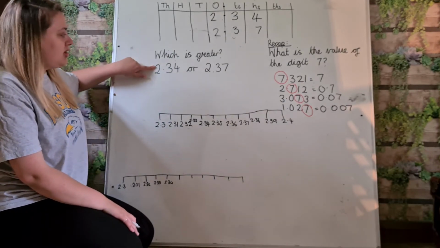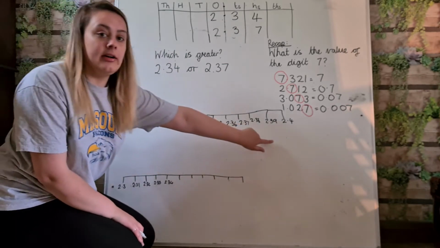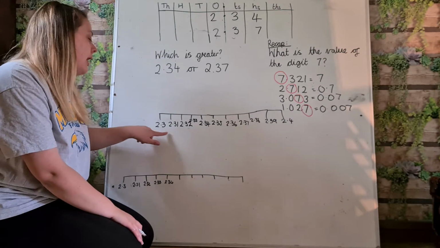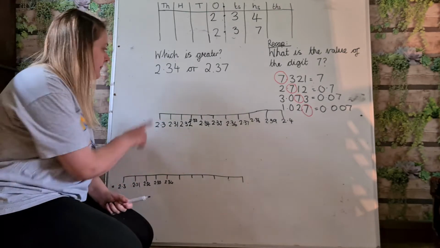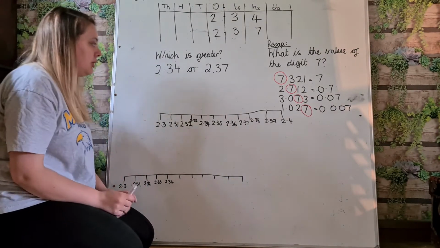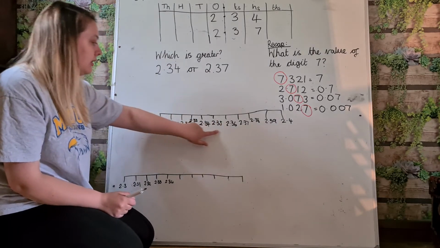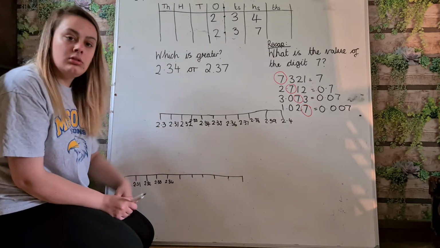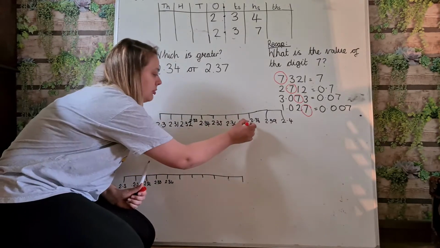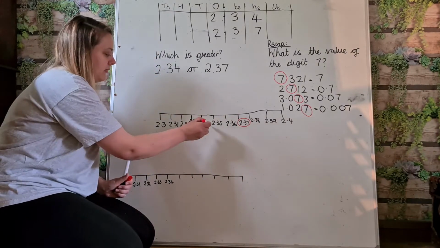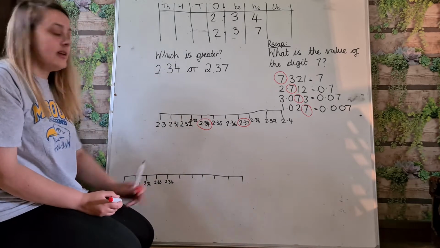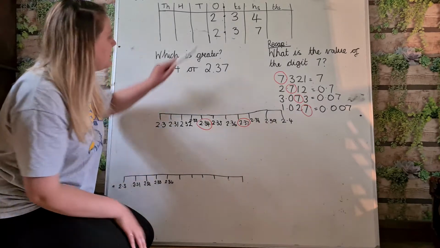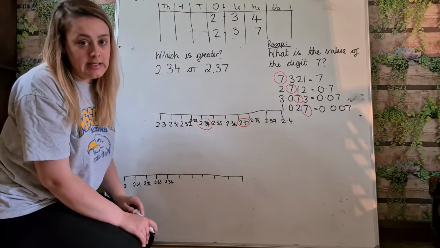So, which is greater? So we can look at the number line, but we can't always draw a number line in Year 5. That's going to take quite a bit of time, and eventually we should be able to do it in our heads. So if we have 2.34 or 2.37, if we have a look at our number line, which one is greater? Fantastic. We've got 2.37 here, and we've got 2.34 here. So 2.37 is greater.